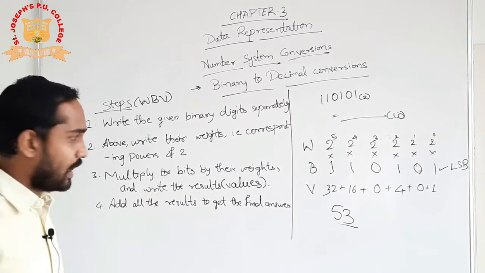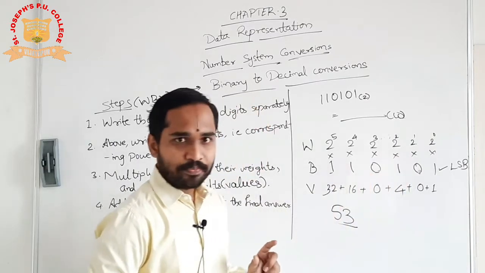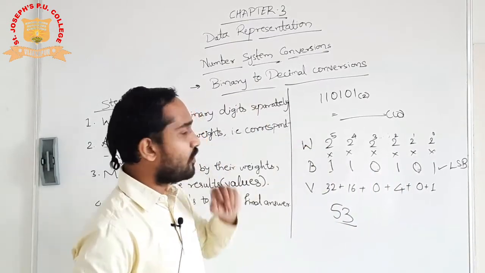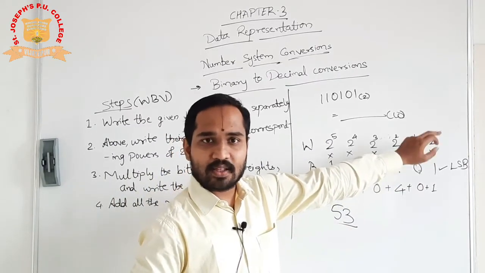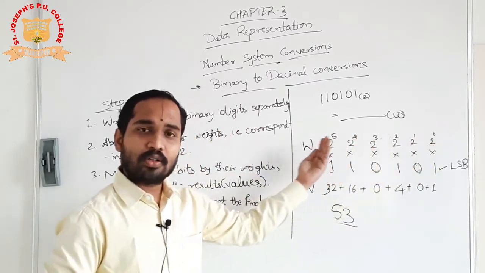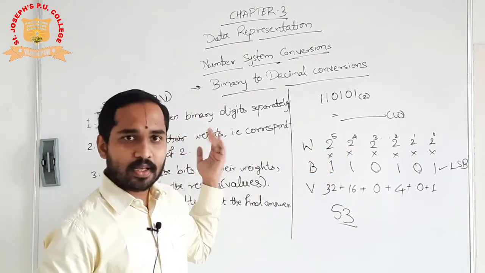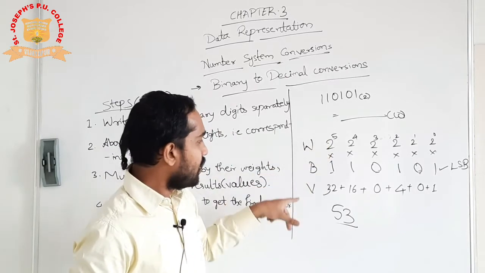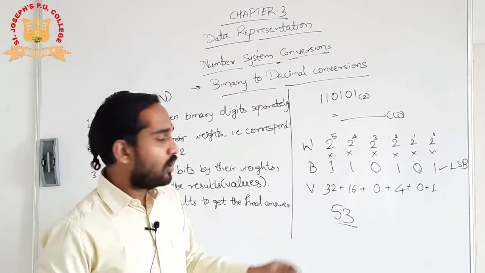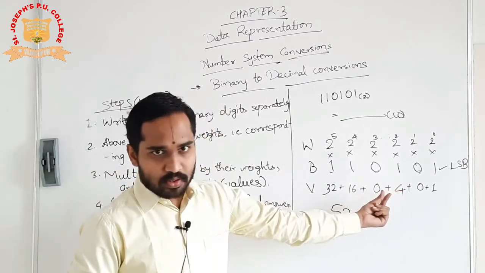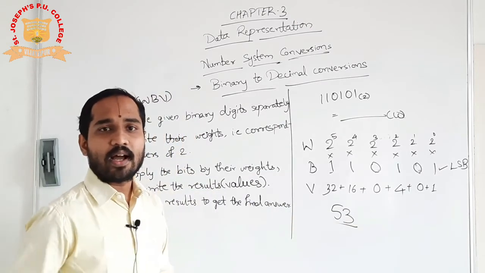Did you all get this? See, first write the bits separately. Then write the weights, corresponding weights. That means you have to start from the right hand side with the 0 as the power and come on to the left and increase the powers, correct? 0, 1, 2, 3, 4, 5, 6, like that you have to go. Then you multiply the weights by the bits, and you write the values. At last, you add all these values to get the final answer.